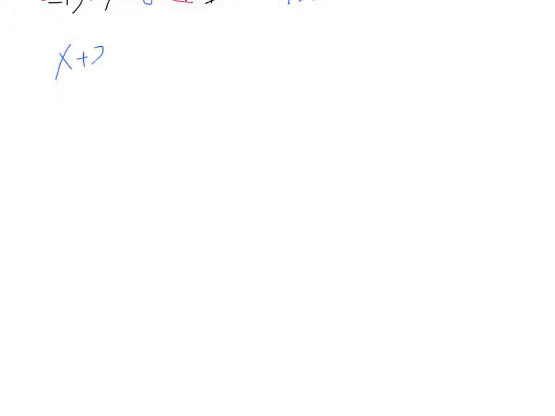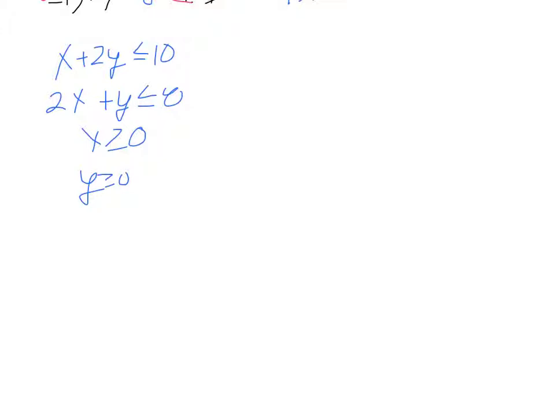x plus 2y is less than or equal to 10. Then we have 2x plus y is less than or equal to 8. Then we have x is greater than or equal to 0, and y is greater than or equal to 0.